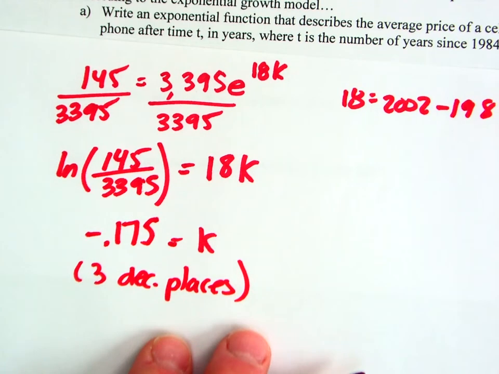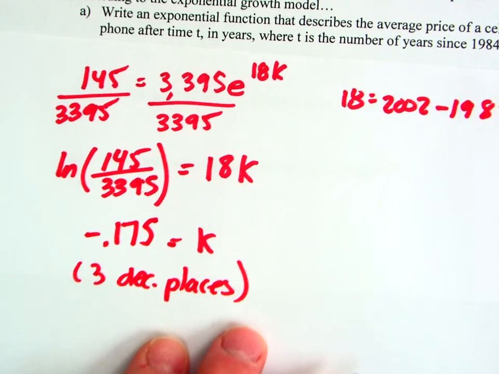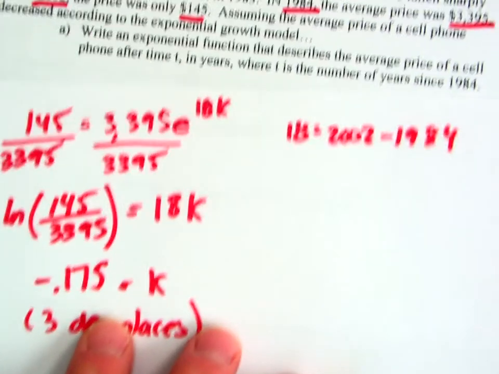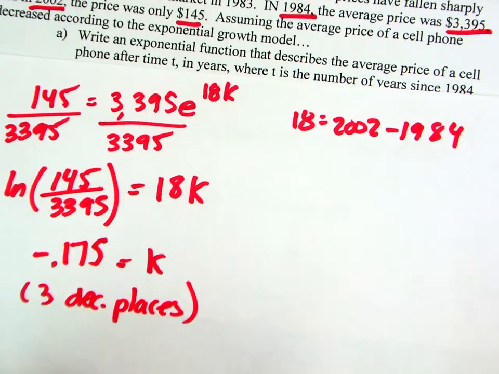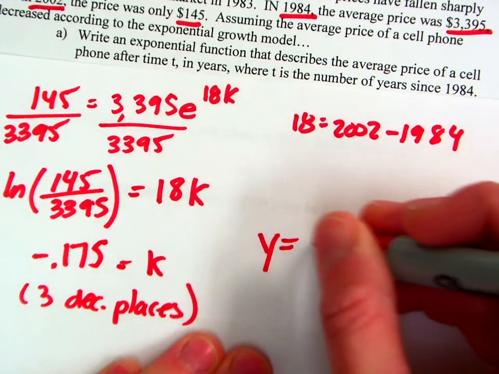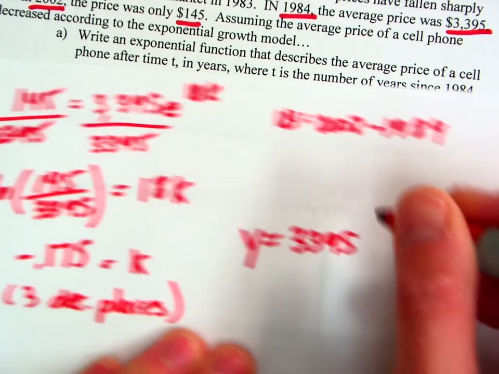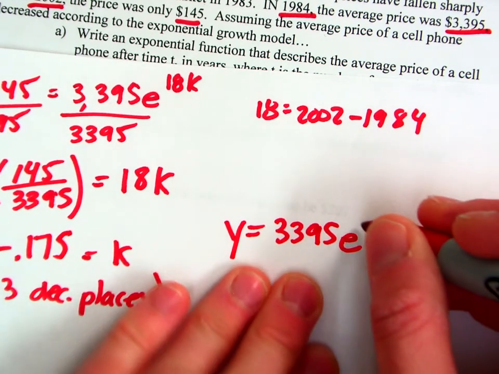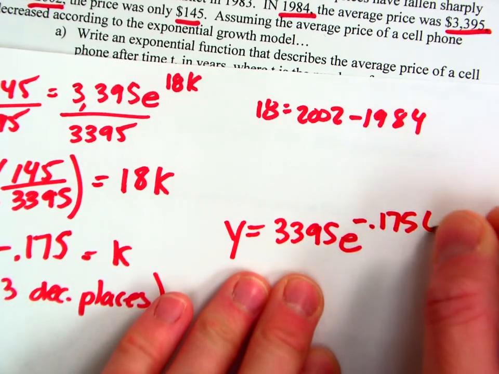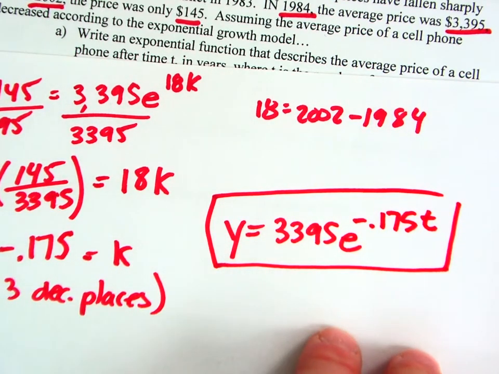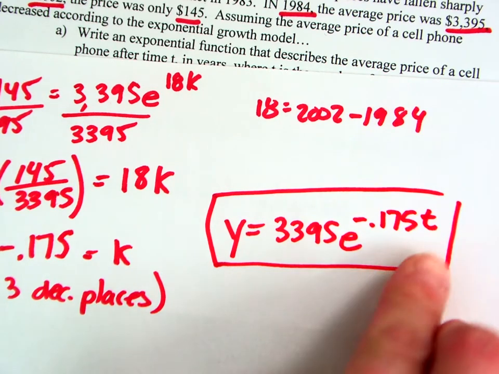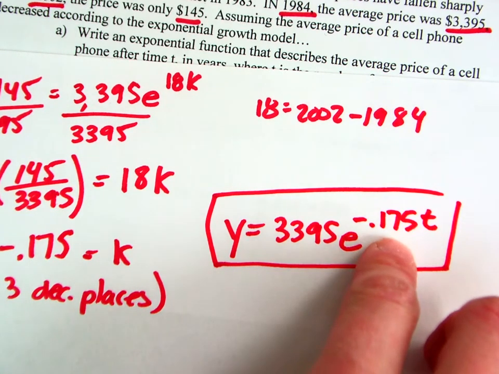Once you get that, remember, this is just k. It says to write an exponential function. So the general function would be y equals 3395, because it's your starting point, e to the negative 0.175 t. You leave y and t in general. You don't put anything in for those. And notice how the 0.175 is negative because this is decay, because the price is decreasing.